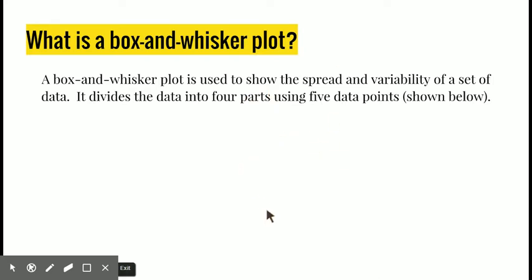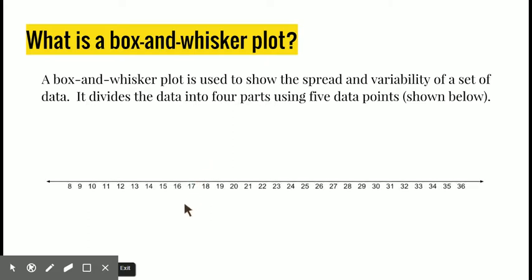Now, a set of data is just a set of numbers, just like we were looking at with mean, median, and mode. It is a set of numbers. And it takes that data and it divides it into 4 parts using 5 data points on a number line. It sounds really confusing, but it's actually very easy. But this is what a box and whisker plot looks like. You see a number line, and right above it, you see this box. And then think about it, these are like the whiskers, okay, if you think about a cat. So here's the box, and then these are the whiskers.